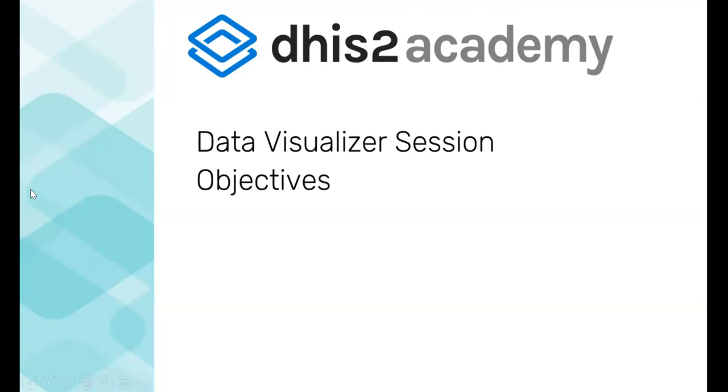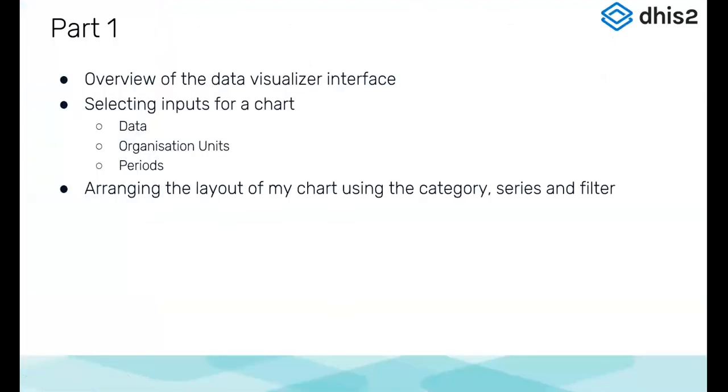Right, so there are several parts in the entire session that we'll be covering. Let's go through one by one. In part one, we will be discussing the overview of the data visualizer interface. And then we will also discuss how to select the inputs for a chart. So we'll be discussing how to add the data, organization units, and the periods dimension. And then we will discuss how to arrange the layout of my chart using categories, series, and filter.